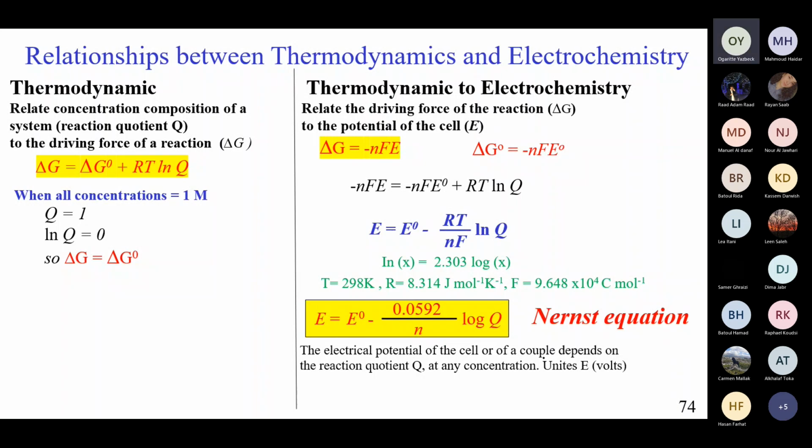So the potential of a cell or the couple depends on the reaction quotient, meaning at any concentration. Therefore, I can get the E of the couple at any single concentration, and then I can get the E of the cell. So this Nernst equation is used to correct the effect of non-standard conditions on the cell EMF.